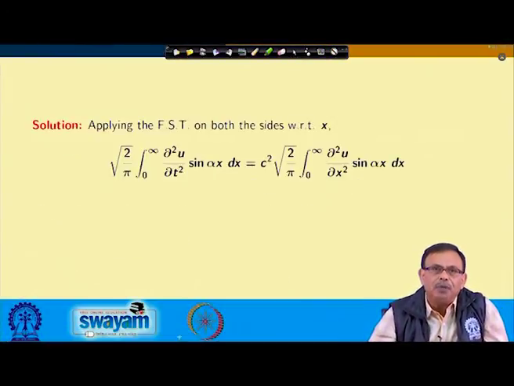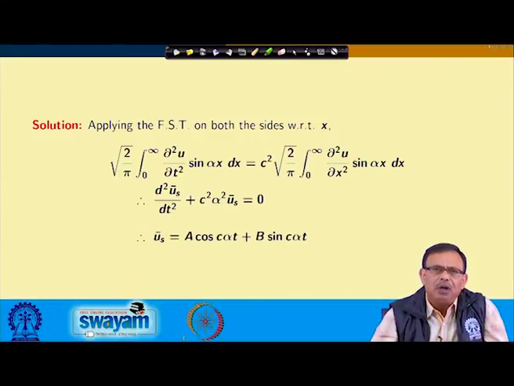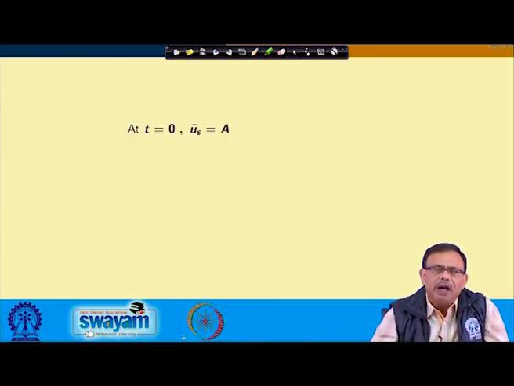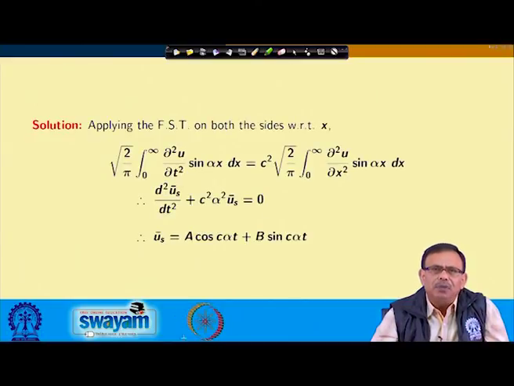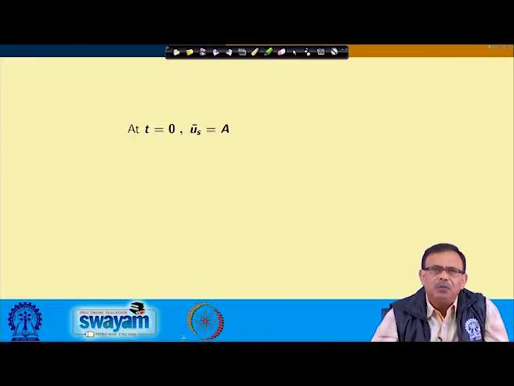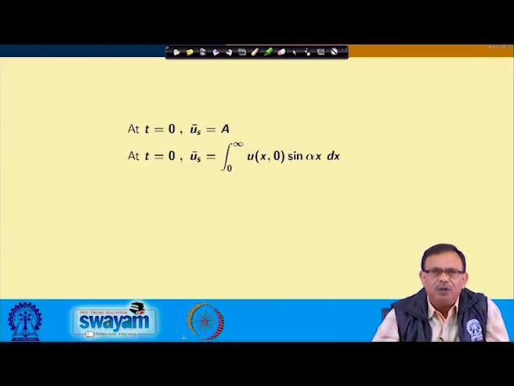Let us see quickly this problem. So, this was the problem. I am applying the Fourier sine transform with respect to x. This we have already done in other problems. So, I will obtain the second order ODE. I am writing the solution of the second order ODE where we have two constants A and B, u bar s, I am obtaining. Now, I know that at t equals 0, obviously, your A will be equal to u bar s. So, basically I have to find out at t equals 0 what is the value of u bar s.